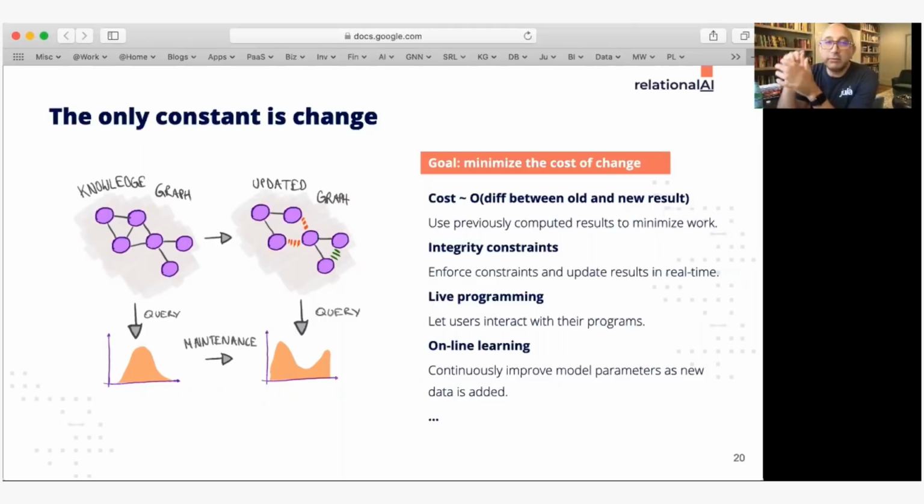So in general, small changes in input don't, most of the time, lead to big changes in output. And if that is the case, we want to do a little bit of work to incrementally update the computation that we've already done. And that's really important for implementing things like integrity constraints, live programming, online learning, and a lot of other important components of a relational database and a knowledge graph management system.